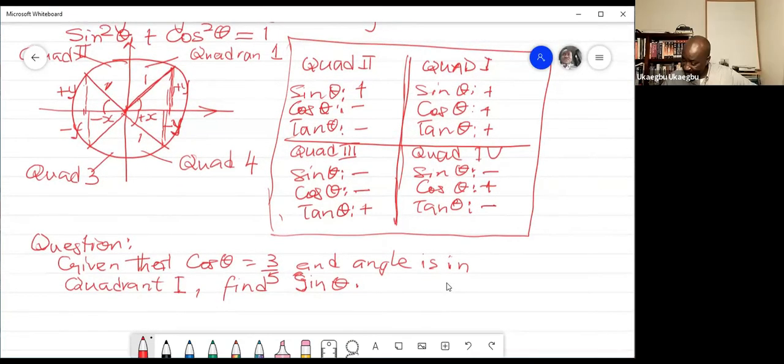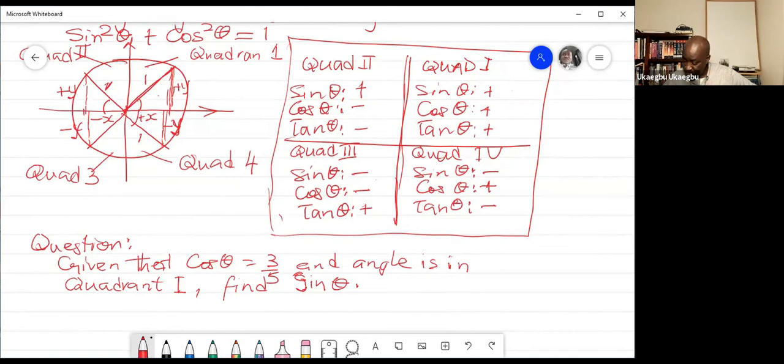They are just basically telling us that the sine theta is right here. The same sine theta could be in the second quadrant. It could be in the third quadrant. If it is in the first quadrant, it means sine theta is positive. If it is in the third quadrant, it means sine theta is negative. If it is in the fourth quadrant, it means sine theta is negative. That's the purpose of this chart that I just gave you.